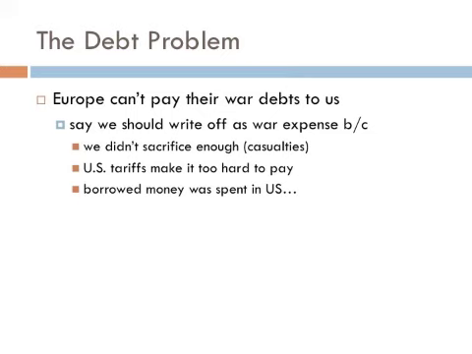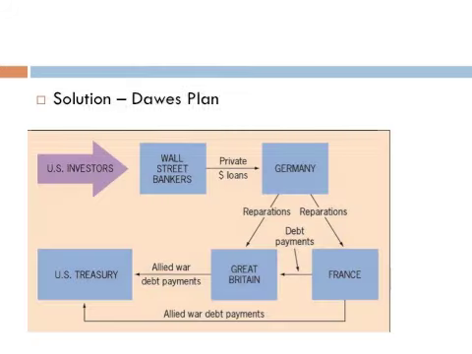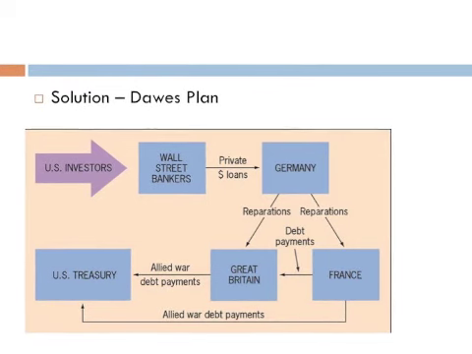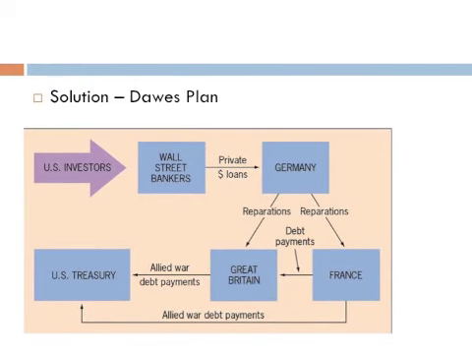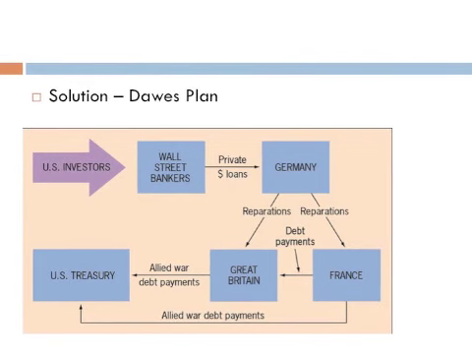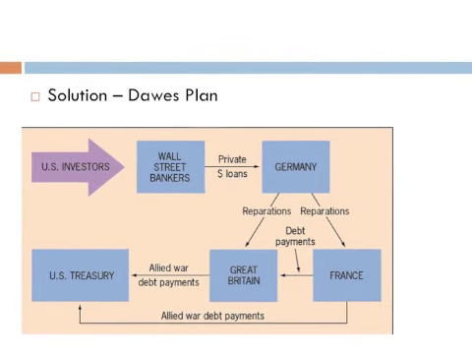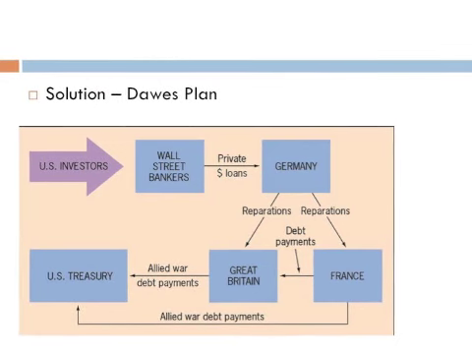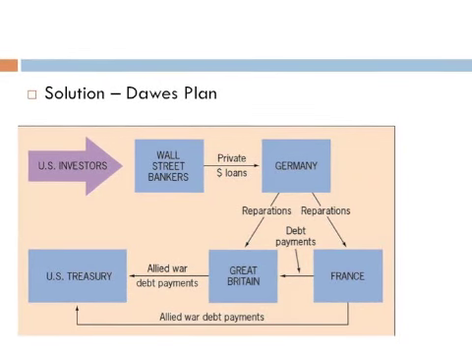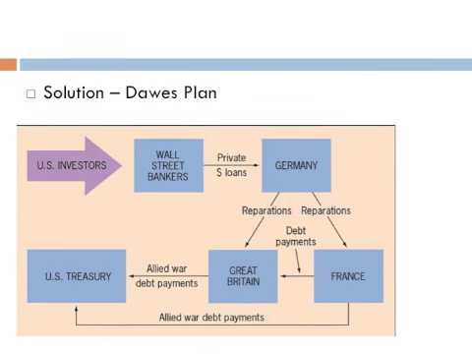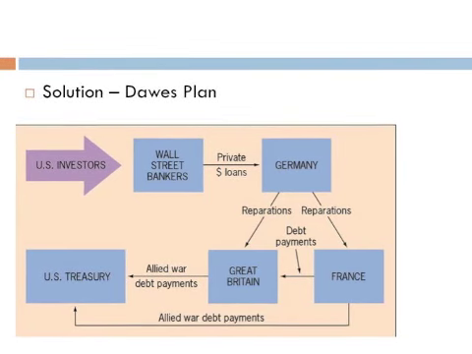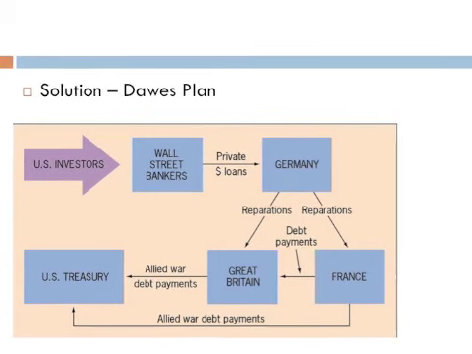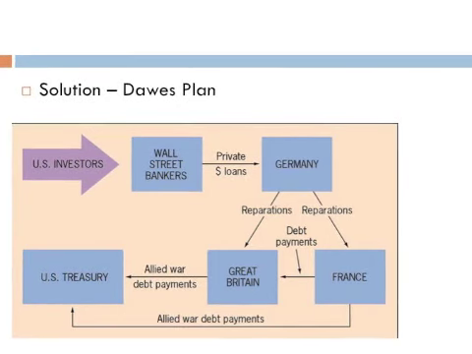The solution that we come up with is the Dawes Plan. The way that the Dawes Plan works is pretty easy in theory, but it was a little bit harder to work out in practicality. Basically, Wall Street bankers were going to make private loans to Germany in order for them to pay their war reparations, the payments set up by the Treaty of Versailles, to France and Great Britain. Once France and Great Britain got this money, they were then going to turn it around and pay it back to the United States, in effect wiping out their war debt.